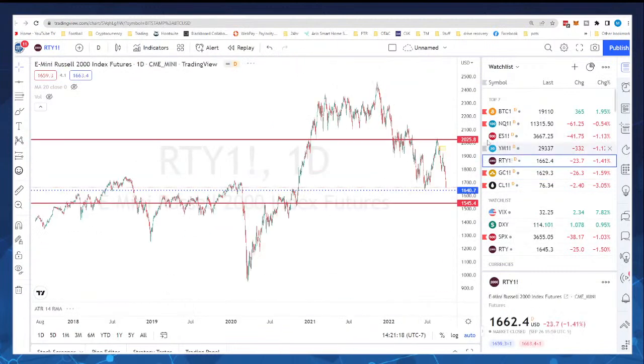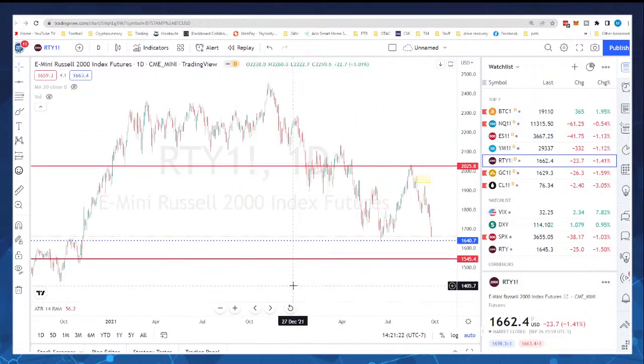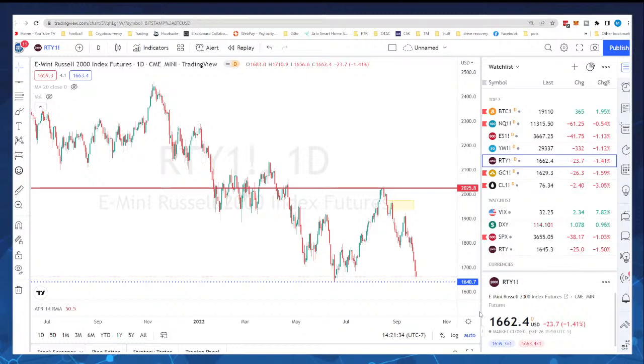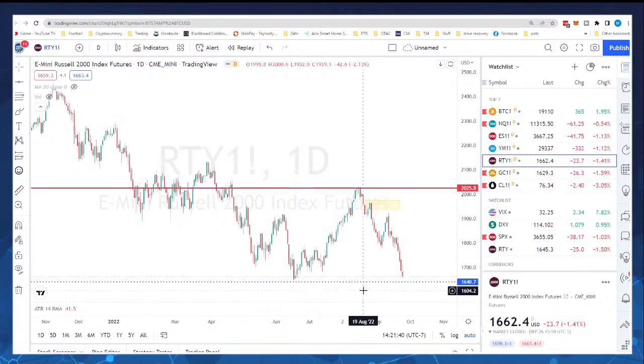Russell 2000 was also down 1.41%. What makes the Russell better than some of these other indexes is it still hasn't broken this low at 1640, which I talked about on Friday's show. However, we retested Friday's lows, and we're screaming towards that 1640 level. So we're probably going to hit that this week. I'm going to go out on a limb and say there's going to be a little bit of a bounce. It feels like this is just too overdone.